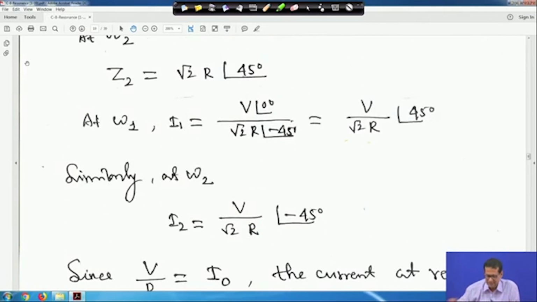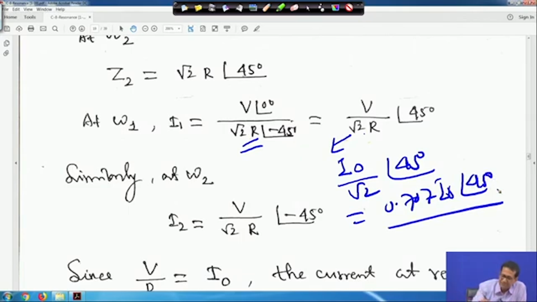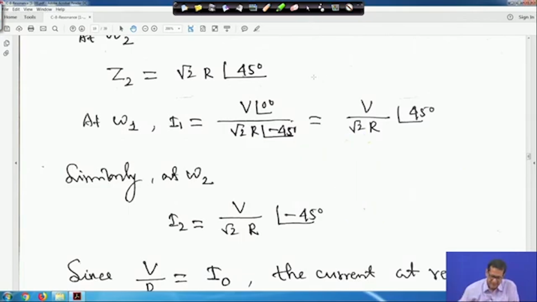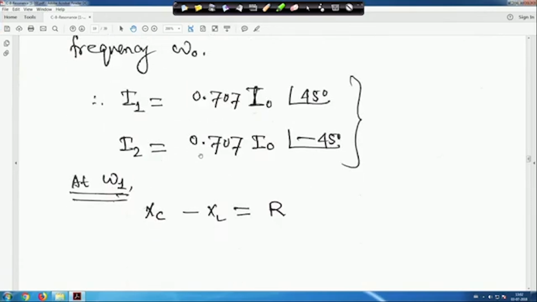So this one term, if you look at it, will basically be V by R upon I0 divided by root 2 angle 45 degree, that is 0.707 I0 angle 45 degree. Therefore I1 is equal to 0.707 I0 angle 45 degree. Similarly I2 is equal to 0.707 I0 angle minus 45 degree.